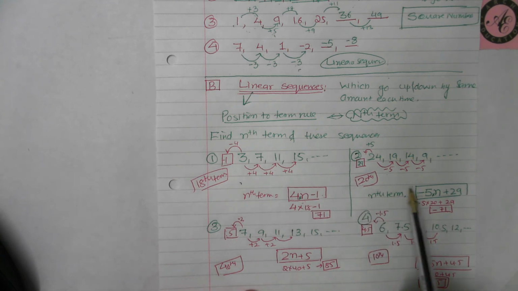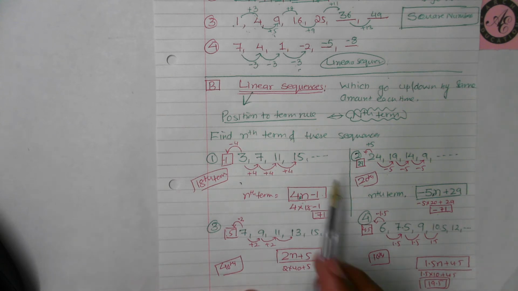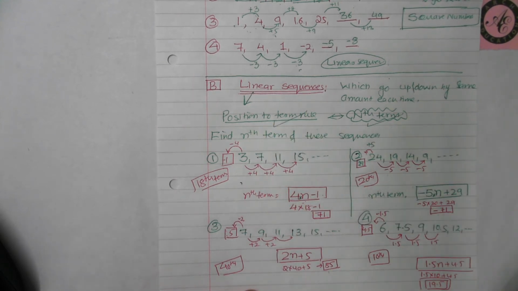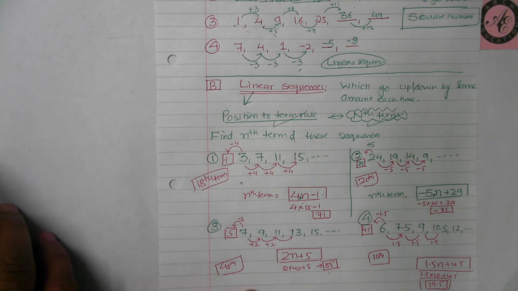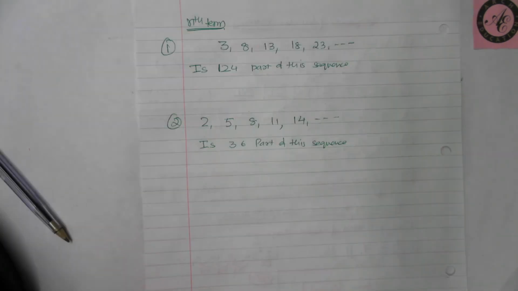We did n equals 20, and they put in here, we get minus 71. I've got 85 in this for the 40th term, and the 10th term over here is 19.5. Guys, this is the advantage of the position to term rule, or nth term rule. Okay, we do a few more questions now.